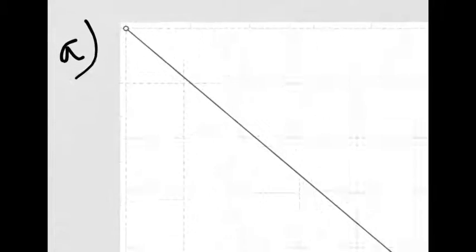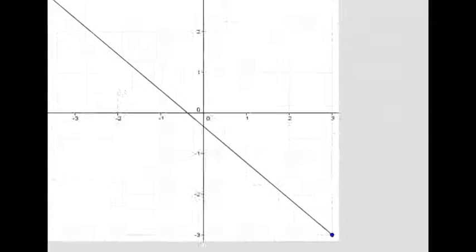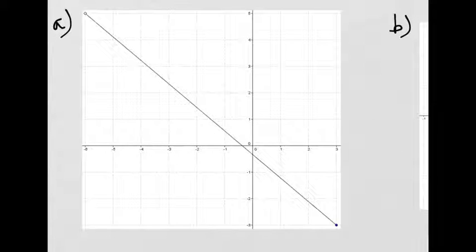Maybe I'll zoom in here. See how that dot is open or unfilled? And over here, the dot is closed. All that means is this line includes all the numbers on the line, including the one in the bottom right here, but excluding the one in the top left. So that's important to remember.